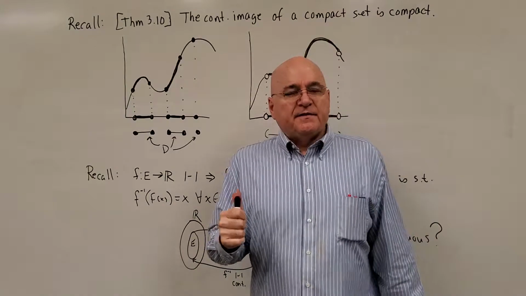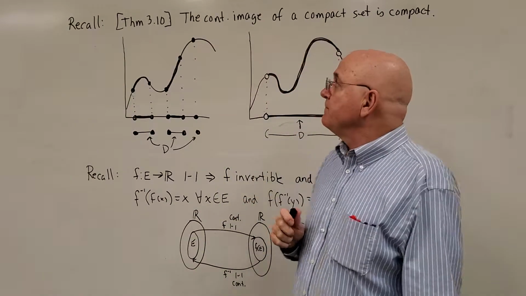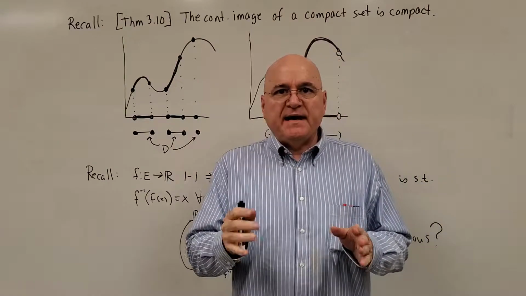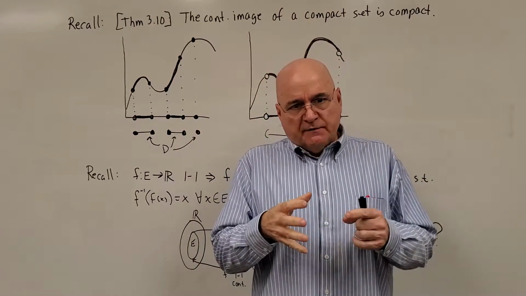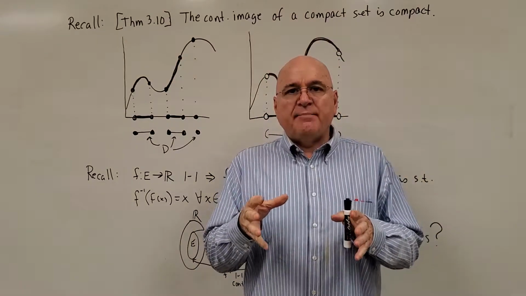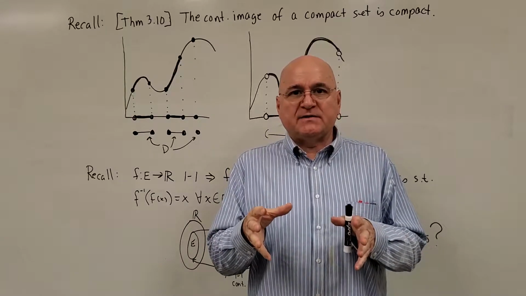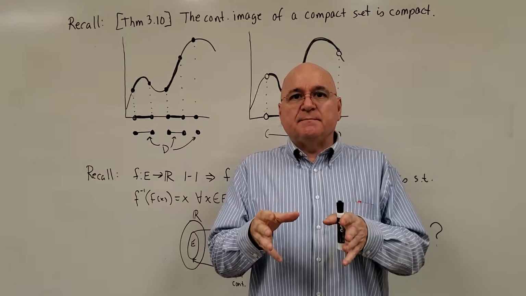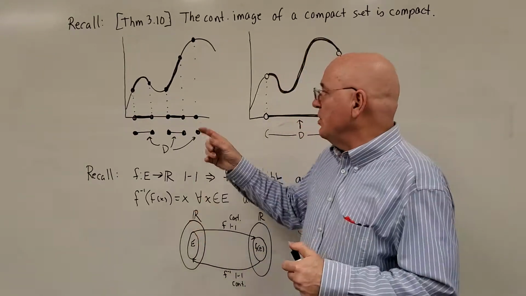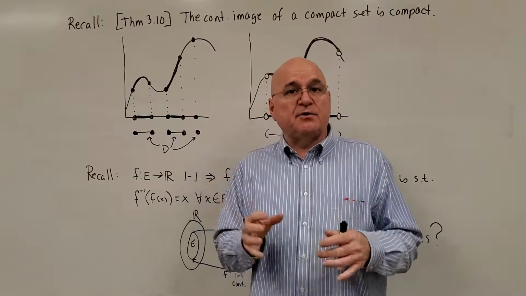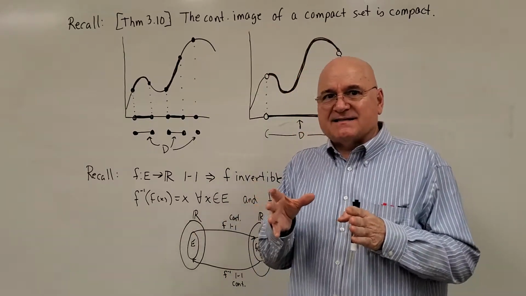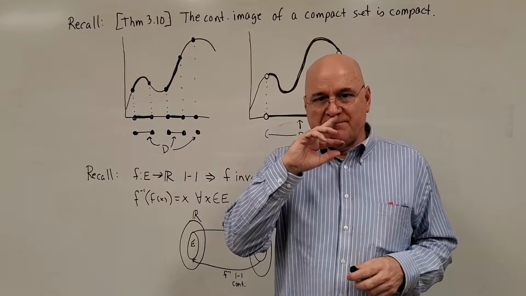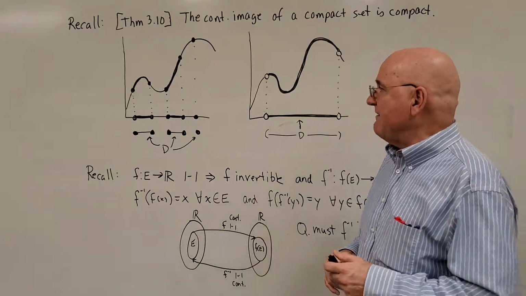Well, recall that in Theorem 3.10, we learned that the continuous image of a compact set is compact. So if you have a compact domain, or if you just choose a compact subset of the domain, we could call it capital D, as long as that set is compact, then f of D is also compact. Well, let's look at a couple of graphical examples.